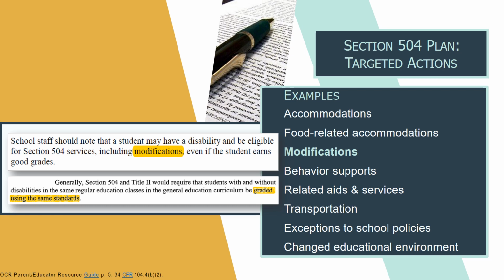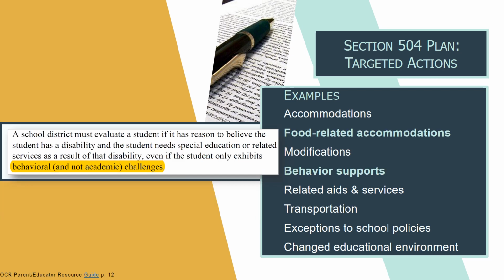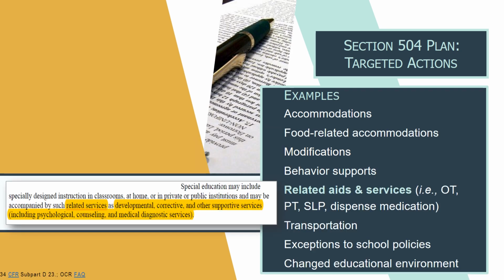explicit instruction. Section 504 plans do not have to directly relate to learning or academics, but they can also include provisions to support behavior or anxiety, or include food-related or athletic-related accommodations. Section 504 does not delineate the specific types of related services that might be provided to a student. A Section 504 plan could include developmental-related aids and services, such as occupational therapy, physical therapy, and speech-language pathology.